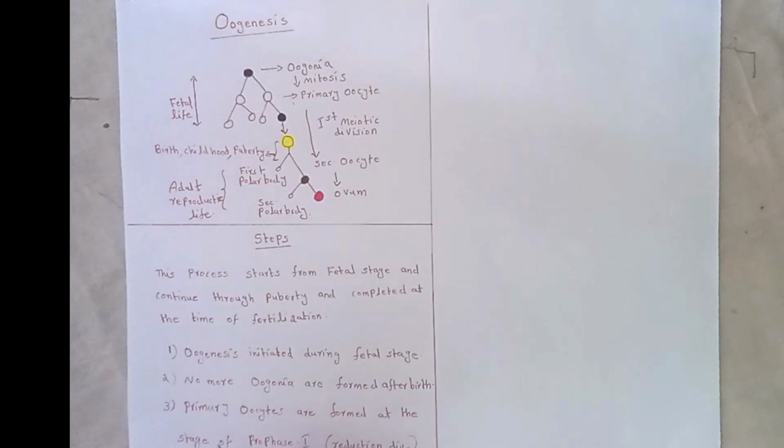Now once more, oogenesis initiated during the embryonic stage. A couple of million gamete mother cells, that is diploid, also known as oogonia, are formed in each ovary. No more oogonia are formed or added after birth. In fetal stage, prophase 1 of meiosis, that is the reduction division, takes place and is temporarily arrested at that stage, and these cells are called primary oocytes.